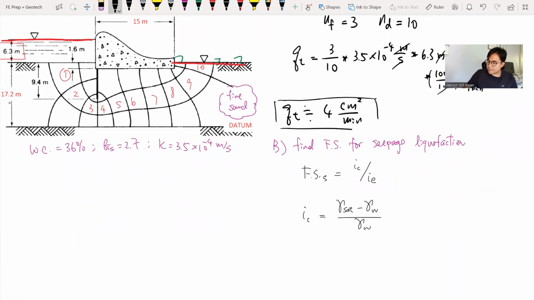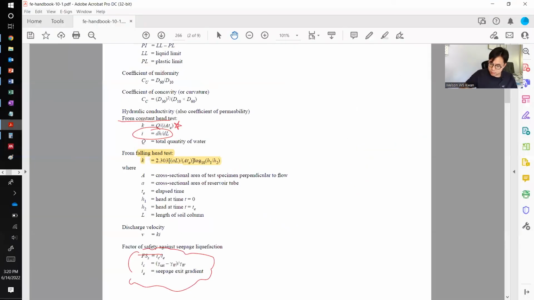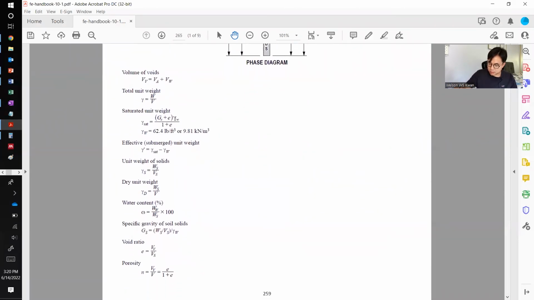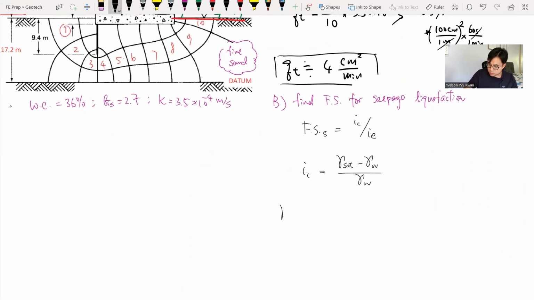For the gamma saturated, if we go back to our FE manual again, from the phase relationships problems, it is given by these equations. So the gamma saturated is equal to G sub S plus the void ratio times the gamma water, divided by 1 plus e. So the G sub S is given, but we don't know the void ratio.